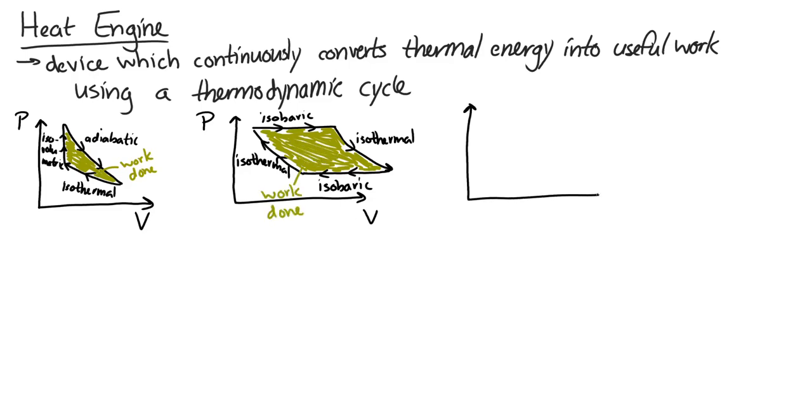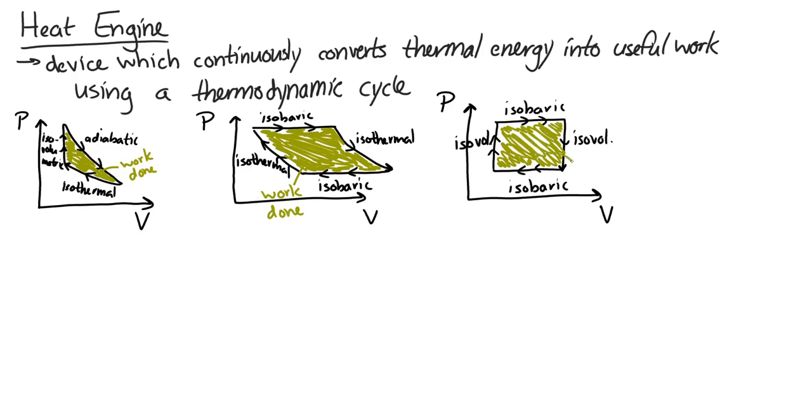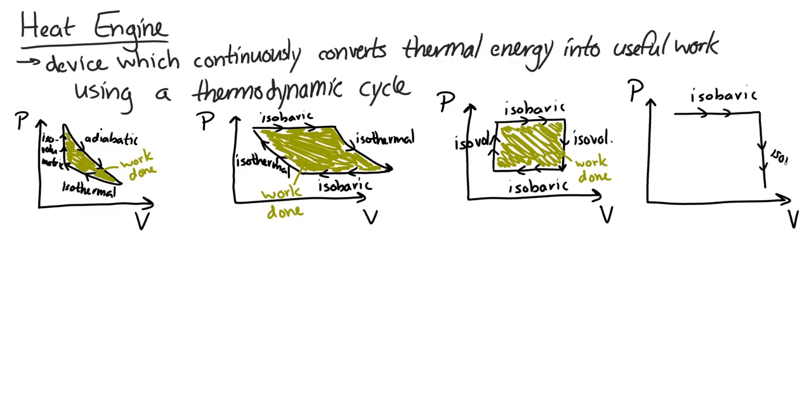Or I could have this. We could have isobaric, isovolumetric, isobaric in the opposite direction, and then isovolumetric in the opposite direction. Again, the total work done in that cycle is the area inside the cycle. And then I could have, let's see, isobaric, isovolumetric, and then adiabatic. And again, work done in the cycle on the environment is the area enclosed by the cycle.